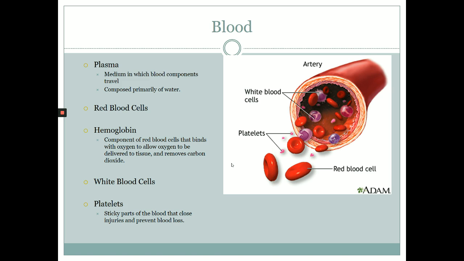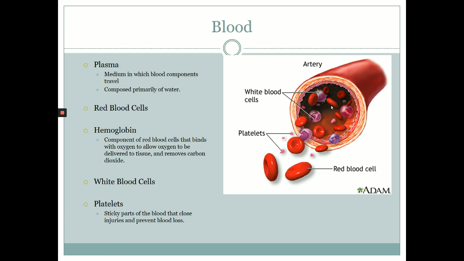Okay, now we're going to get into the circulatory system. So first, blood. Blood is the way that oxygen and nutrients are transported through the body and how waste is removed. The primary component of blood is plasma, which in this image is clear. It's everything that is around the red, white blood cells and the platelets.